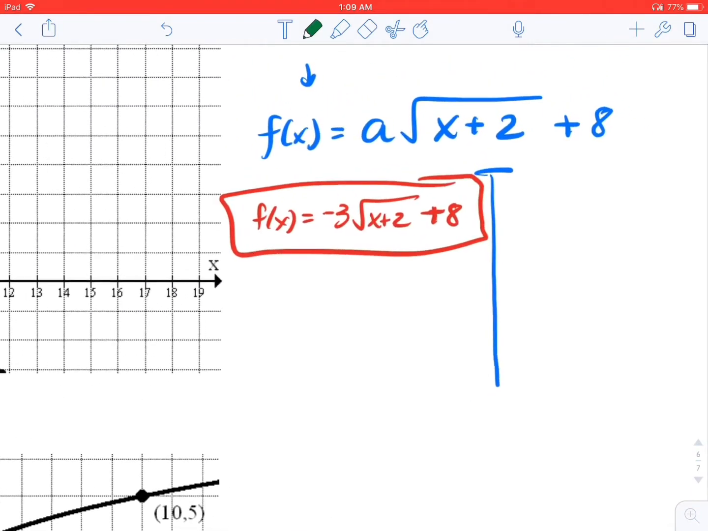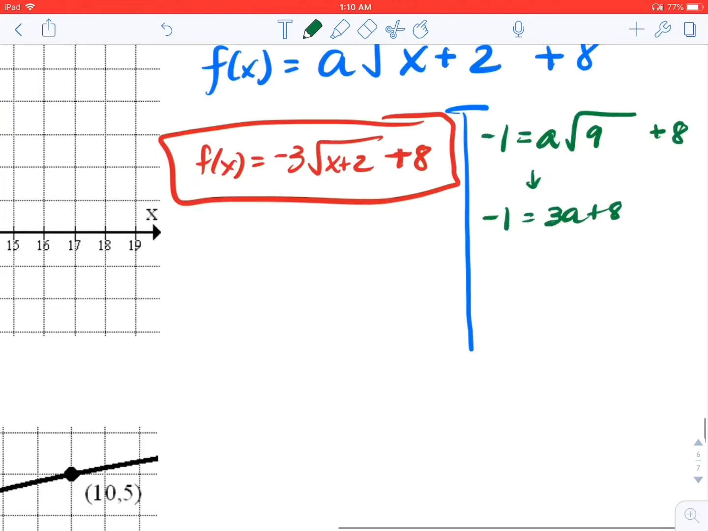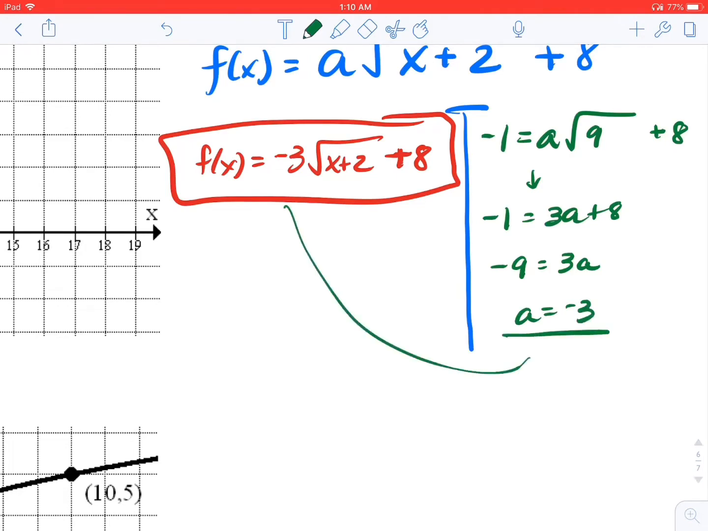So let's go with that approach. I know another point on the graph is, instead of using negative 1, 5, I'll use 7, 1 in this case, or 7, negative 1. That means that y is negative 1. We're solving for a. X would be 7. 7 plus 2 is 9, plus 8. If I simplify, that's negative 1 is equal to 3a plus 8. Subtract 8 from both sides, negative 9 is equal to 3a, or a is negative 3. A confirmation of exactly what I said.